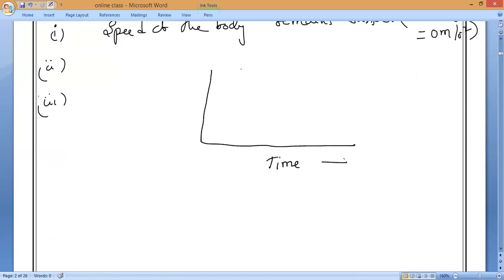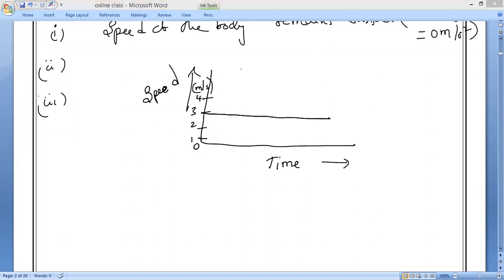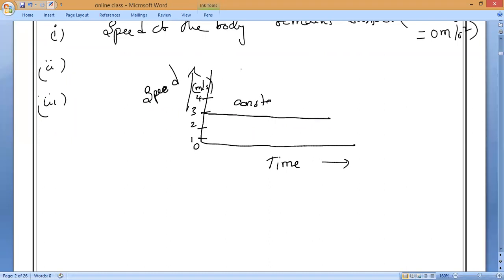So this is the time, and this is what? Speed, not even velocity. Now, for example, let me say this is 0, this is 1, this is 2, this is 3, this is 4 meter per second. If a body is moving constantly, for example 3 meter per second, then it is moving with the same speed. Yes or no? Have you understood? Yes, sir. So in this case, you will notice it.